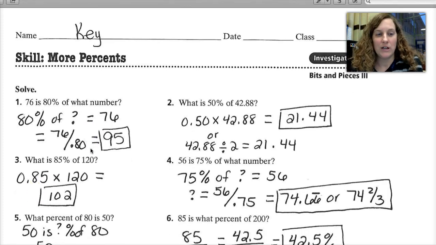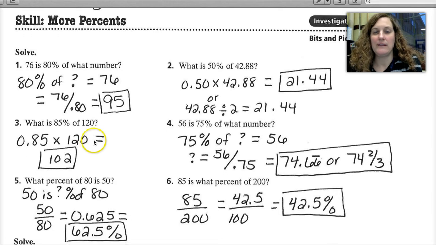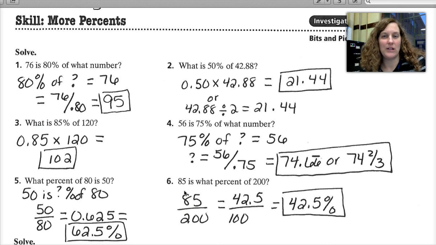So again, we talked about in class the three different ways that these percent problems could be written, and these are great examples of all the different ways. Like 1 is one way, 3 is another, and 6 is another. You should be able to interpret each of these problems and know how you're going to arrange the numbers in order to solve the problem.